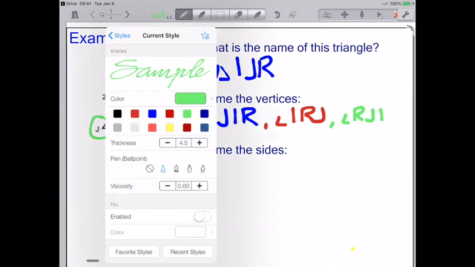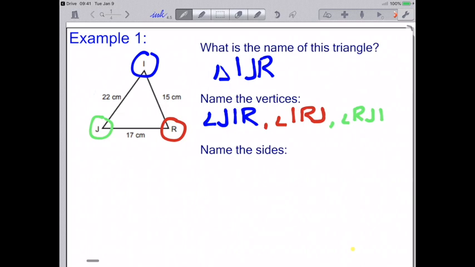And now I need to name the sides. So my 3 sides are all line segments, so I'm going to use just a bar above them. So I've got JI, IR, and RJ. Remember, with a line segment, the order does not matter, so I could have named these IJ, RI, and JR respectively.